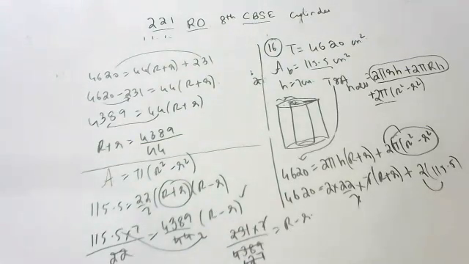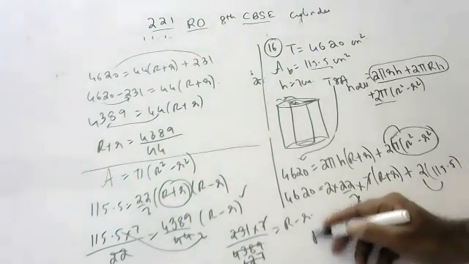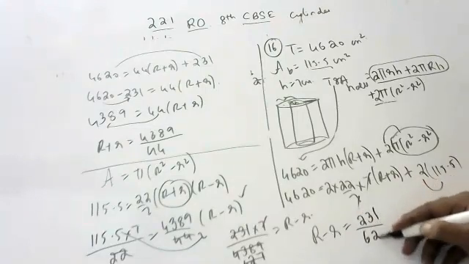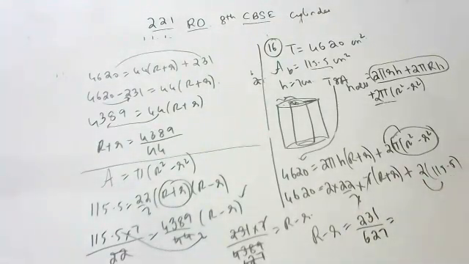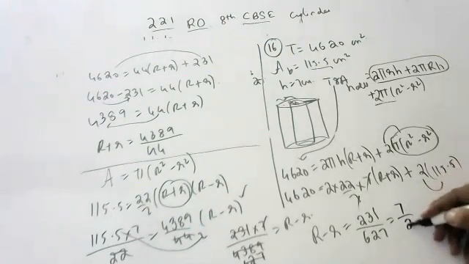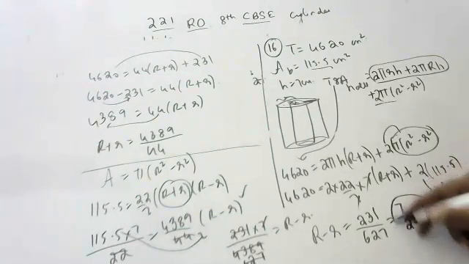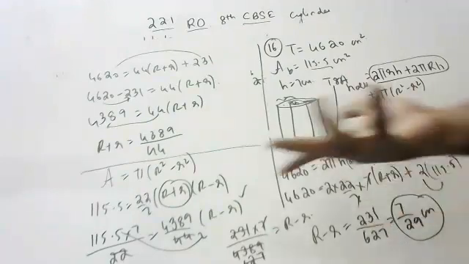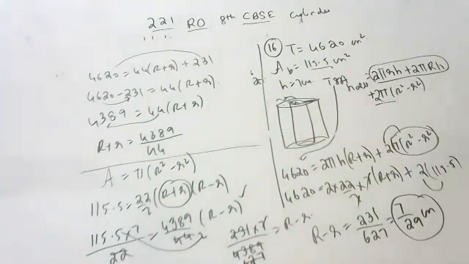So I am getting, children, bigger minus smaller as 231 by 627. What answer did they give, children? 7 by 29 centimeters they gave. Children, you understood? I didn't have any doubt in this sum. I am keeping on doing it, but I don't know whether you are able to understand this sum or not.